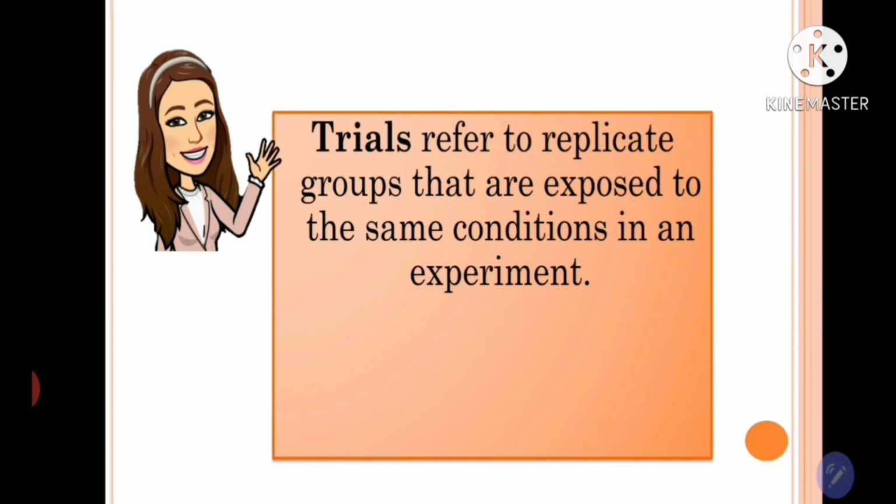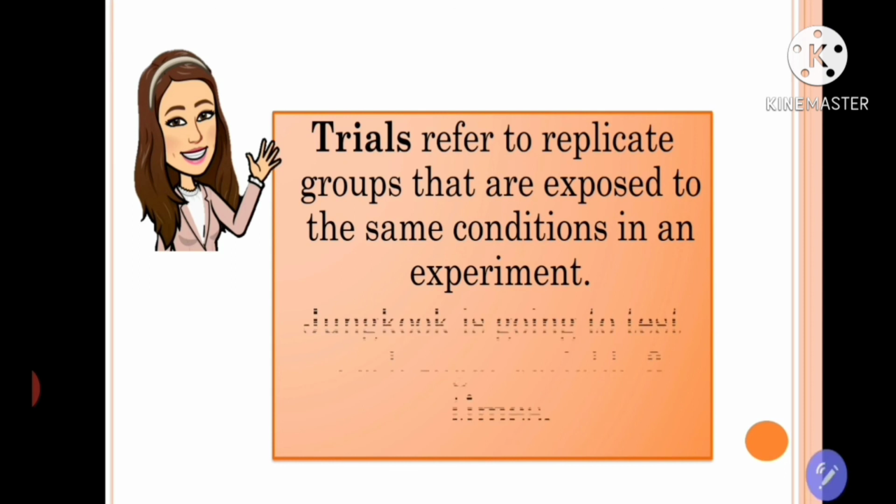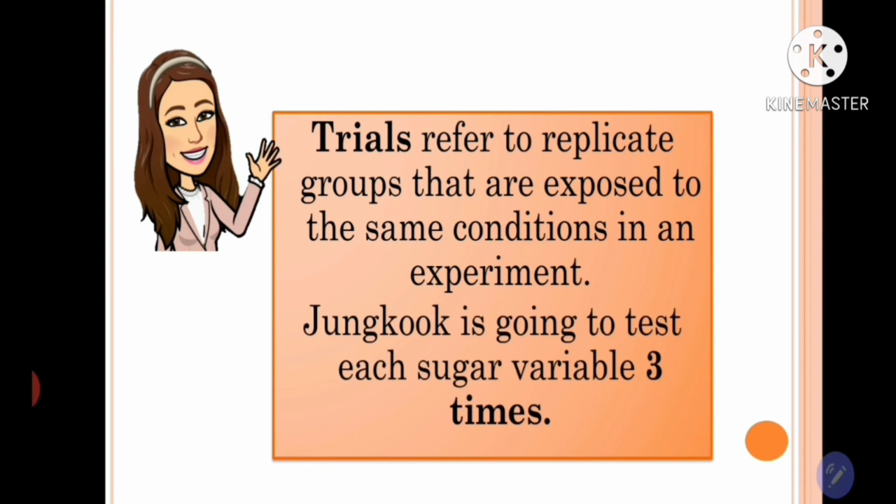Okay, let's talk about trials. When we say trials, it refers to the replicate groups that are exposed to the same condition. Jungkook is going to test each sugar amount 3 times. Or when we say trials, it is the repetition of the process introduced to the variable. So why do we need to have trials? Why do we need to repeat it again and again?